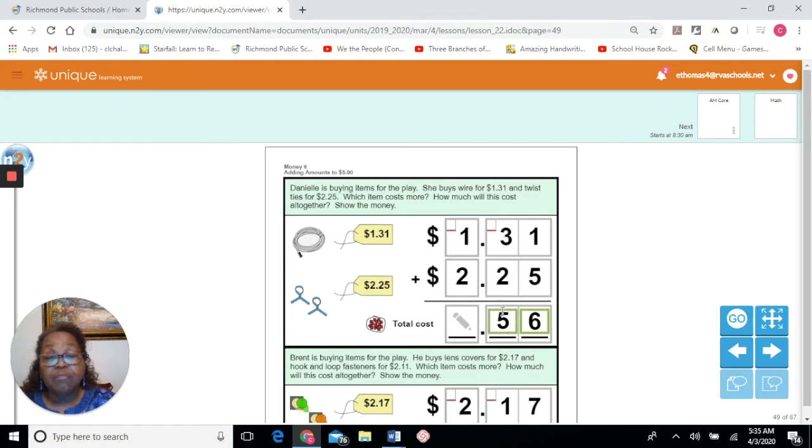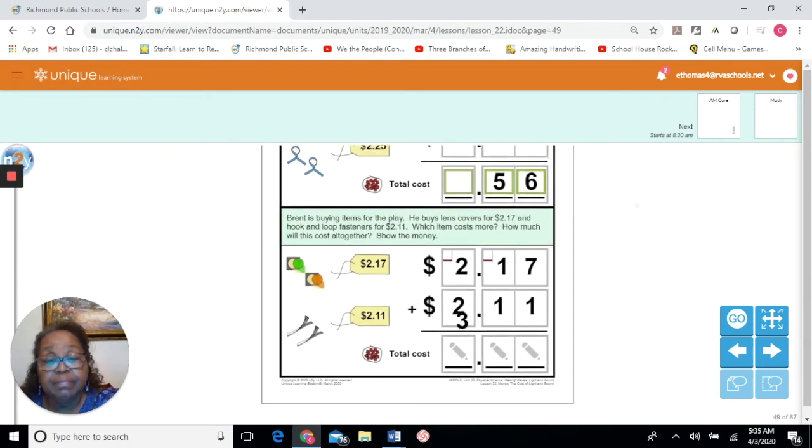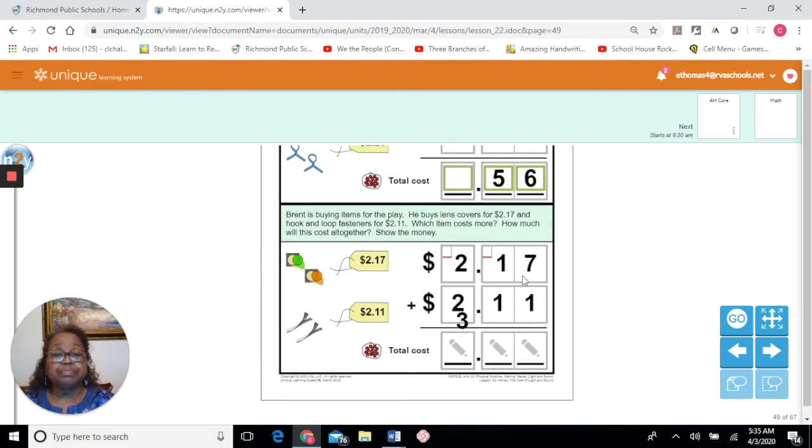I did not have more than 9 in each one of these, so now I can move to the dollar place. 1 plus 2, I'm going to put that 2 in my head and add 1 to it. 2, 3. I'll put the 3 in. The total cost is $3.56. Excellent. Let's try one more.